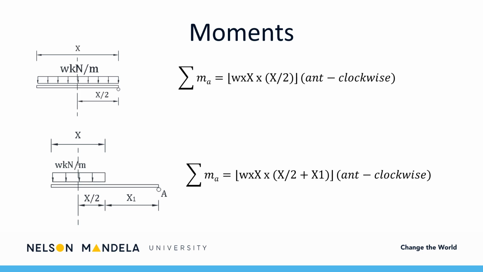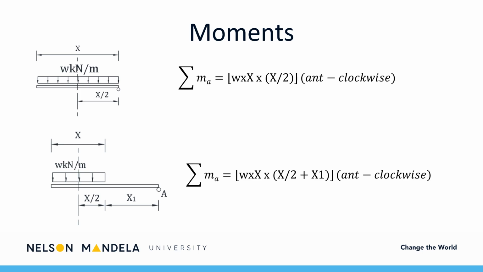By doing that, I am converting the uniformly distributed load into a point load, and the line of action of that point load is acting at the center. So the center, that line, the hidden line that I'm showing in that diagram, is showing that W times X is acting there, halfway.